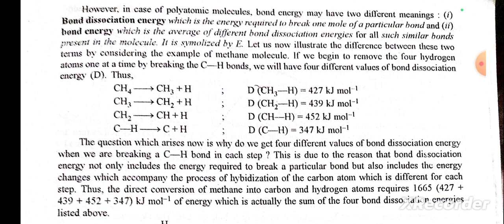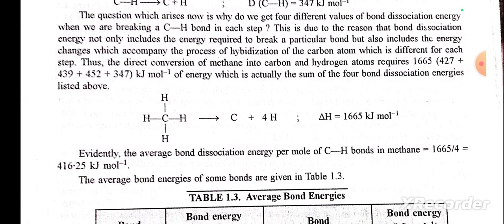If hydrogen atoms are removed from methane one at a time by breaking the C-H bonds, we will have 4 different values of the bond dissociation energy. The question which arises now is why we get 4 different bond dissociation energies when we break the carbon hydrogen bond in each step.